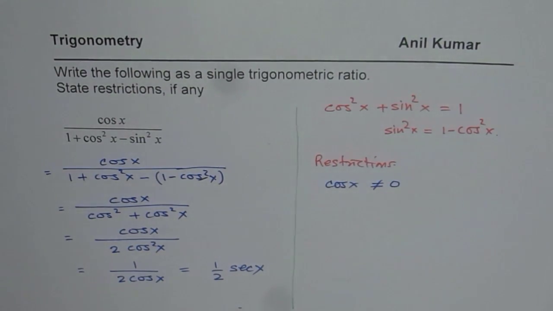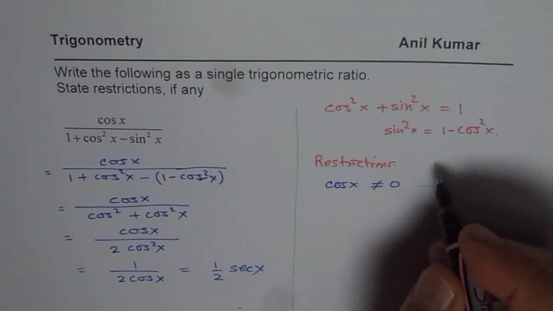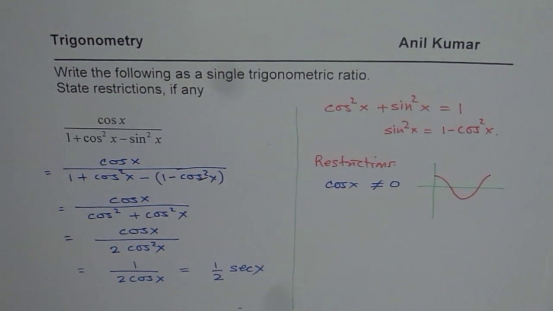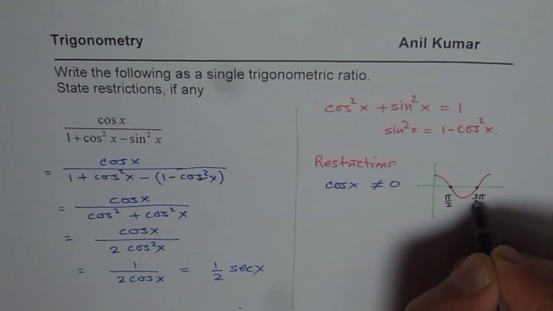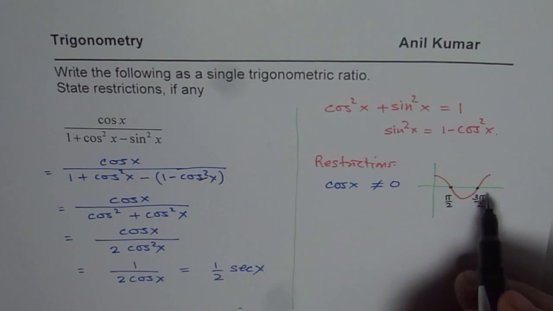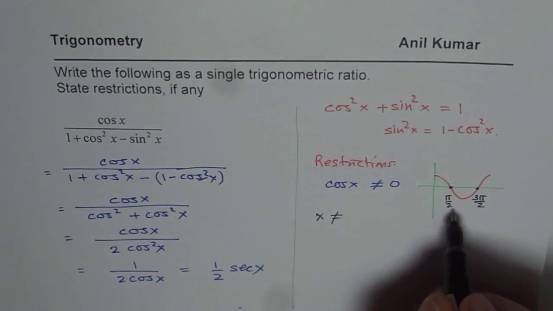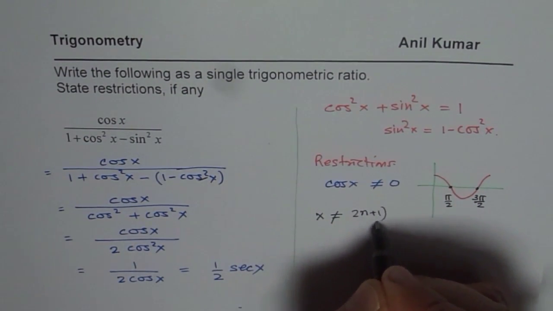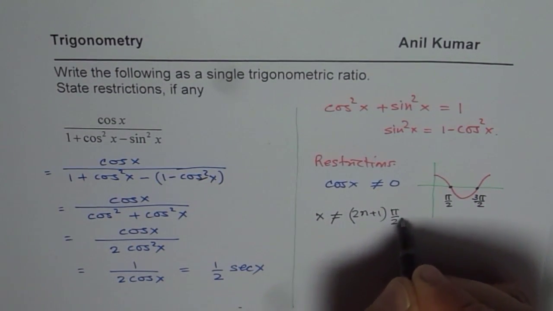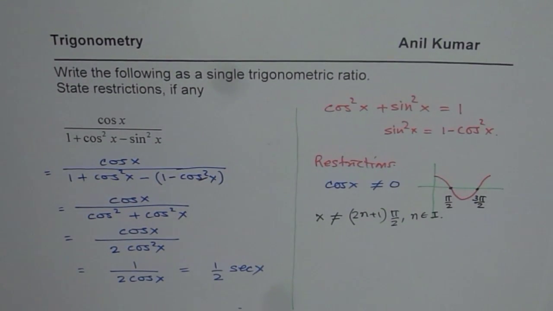Now when is cos x 0? So look into the graph of cosine x. That will give you a clear idea. So that is the graph, and cosine x is 0 for pi by 2, 3 pi by 2. That is in the domain of 0 to 2 pi. So in general, we have x is not equal to odd multiples of pi by 2. So we can write this as 2n plus 1 pi by 2, where n belongs to integers. So that becomes the restriction for our question, correct?